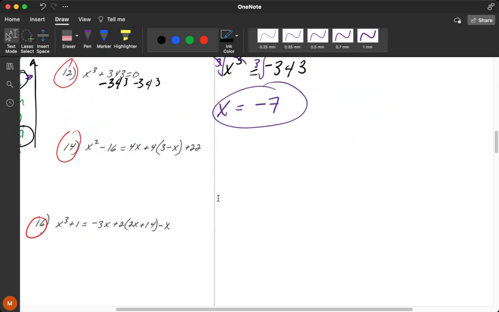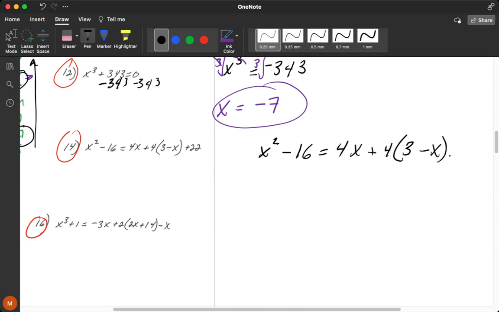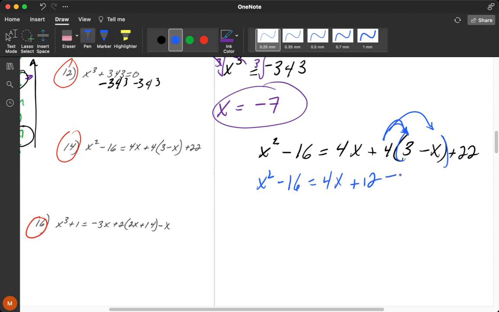All right, number 14, I'm going to write it off to the side. So x squared minus 16 is equal to 4x plus 4 times 3 minus x plus 22. And for now, if I give you a question like this, it's always going to end up just canceling out to give us the x to whatever power it is. But I'm just showing you that when we learned solving linear equations, we simplified everything first. That means that we combined like terms and we multiplied. So this parenthesis I know means multiply, so I need to distribute this in. So it becomes x squared minus 16 is equal to 4x plus 12, because 4 times 3, minus 4x, 4 times negative x, plus 22.